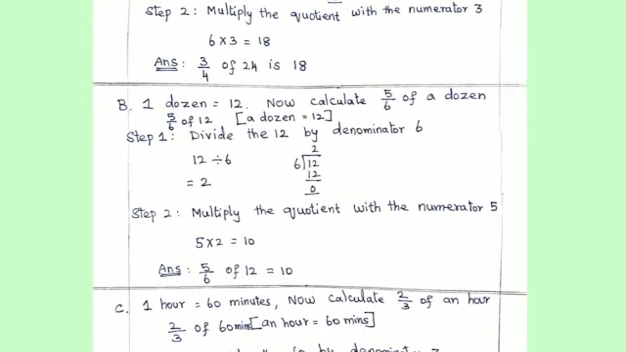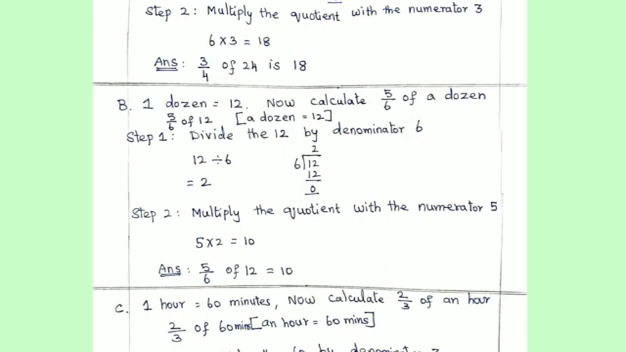Next is, 1 dozen is equal to 12. Now calculate 5 by 6 of a dozen. We have to find out 5 by 6 of 12 because a dozen is equal to 12 numbers.